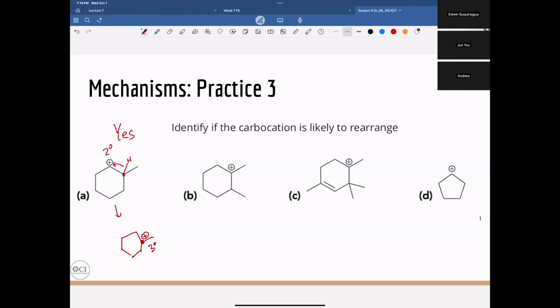For B, does anyone have a guess on if there's rearrangement? You guys are correct. This one is already a tertiary carbocation, and the only way it can rearrange is if you can get a tertiary carbocation that can do resonance. But in this case, even if we move the positive charge to here, it's still a tertiary carbocation. So there's no use in doing a rearrangement at this point. That's why, no, it is not likely to rearrange. Okay? What about the next one? C.